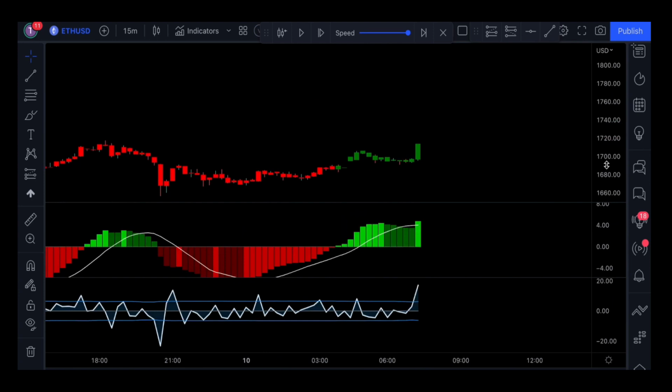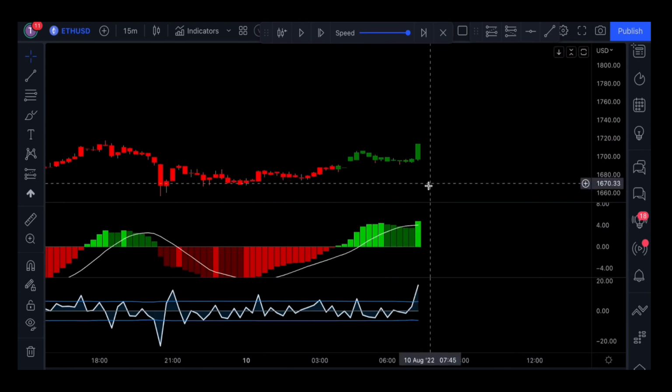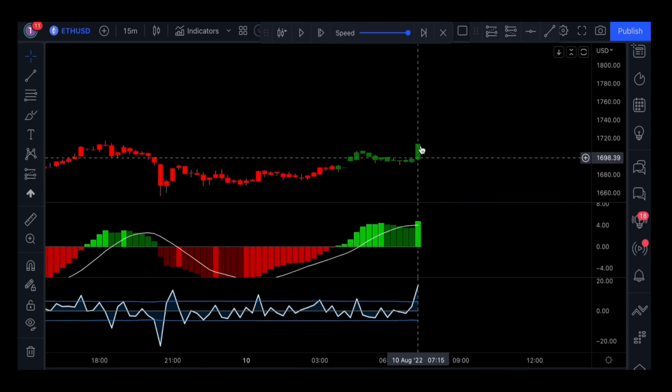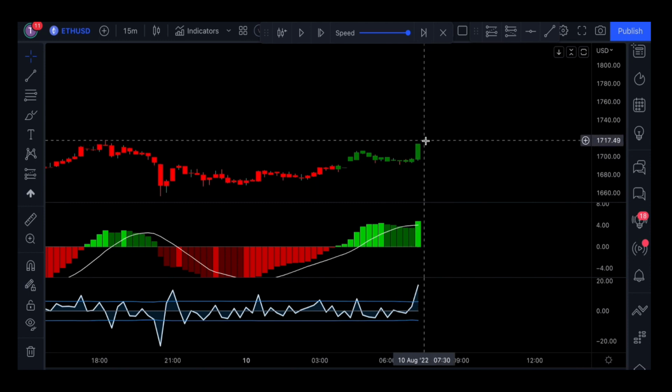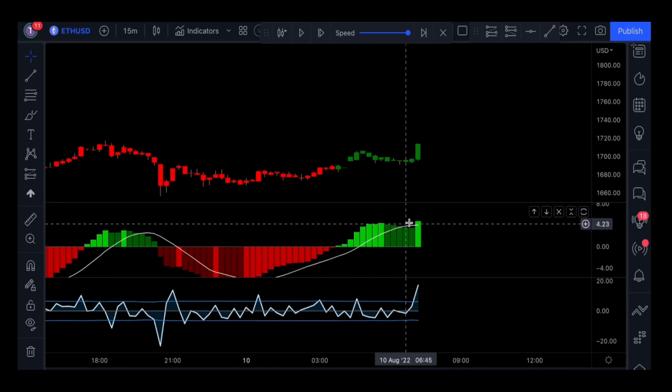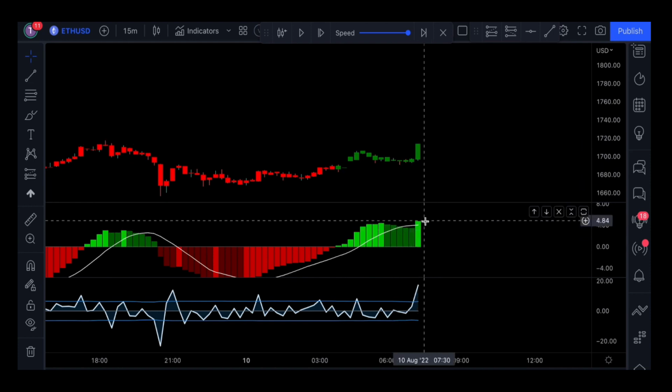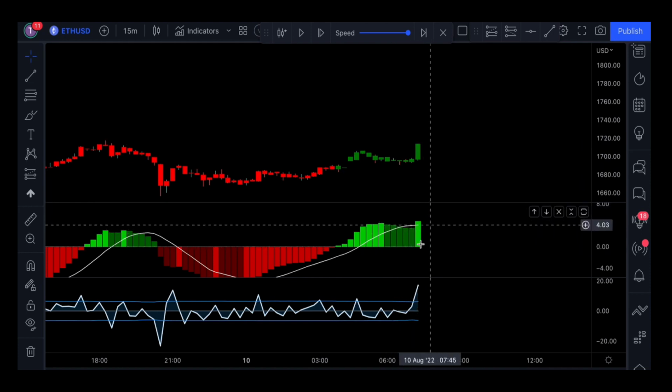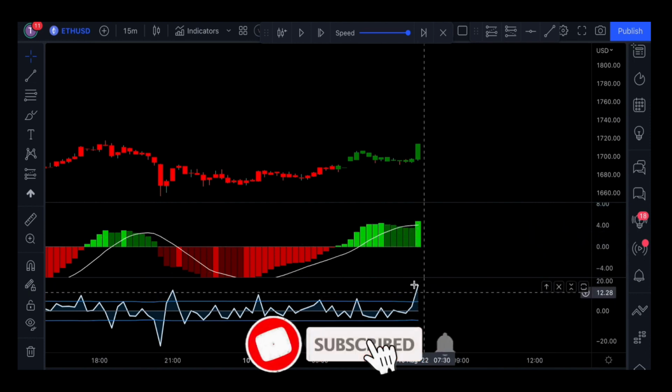Here's another example. So first we're looking at the bar color, we see they're green. Next, we take a look at the MACD oscillator for a buy signal. We see the rules are met. And finally we have the volatility indicator confirming the entry.